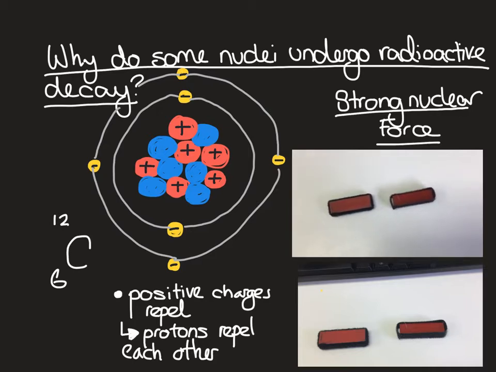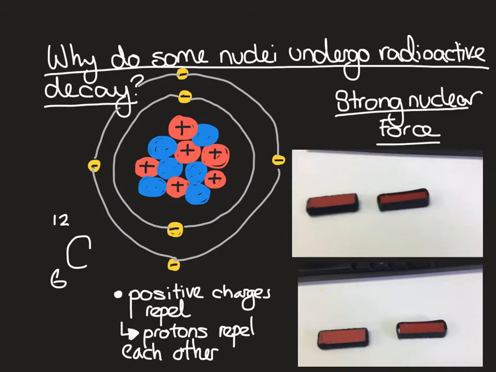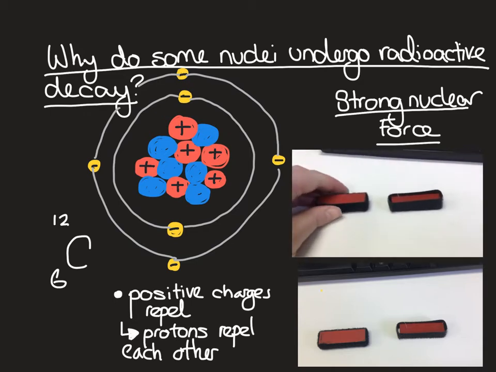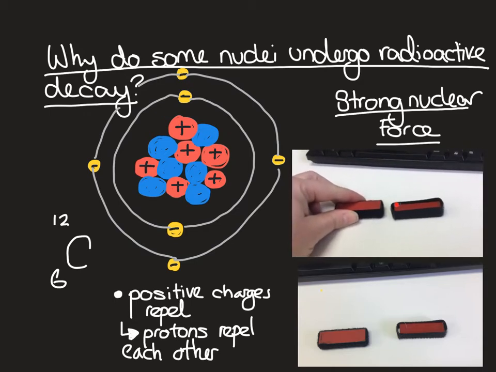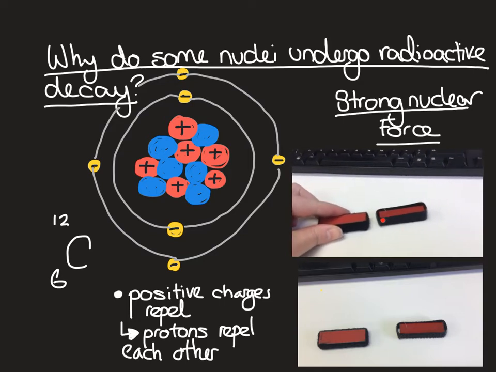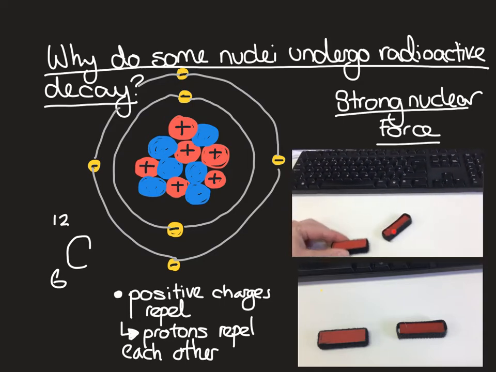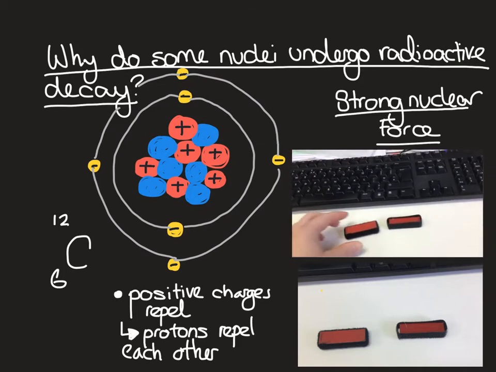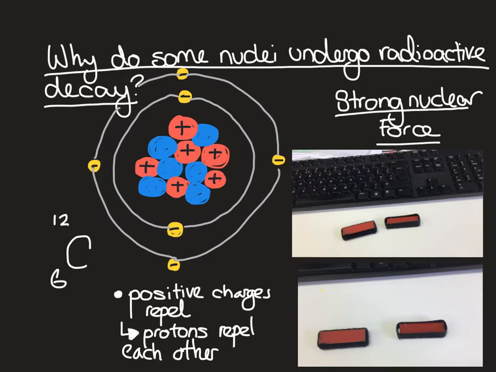So if we have a little look at this video clip, I've got 2 bar magnets, and they're covered in Velcro. Okay, so you can see here and here we've got Velcro around them. And I've got two like ends repelling. You can see that as I move this magnet closer to this magnet, it pushes it away. And this is just like the positively charged protons. They actually want to repel one another because they're positively charged.